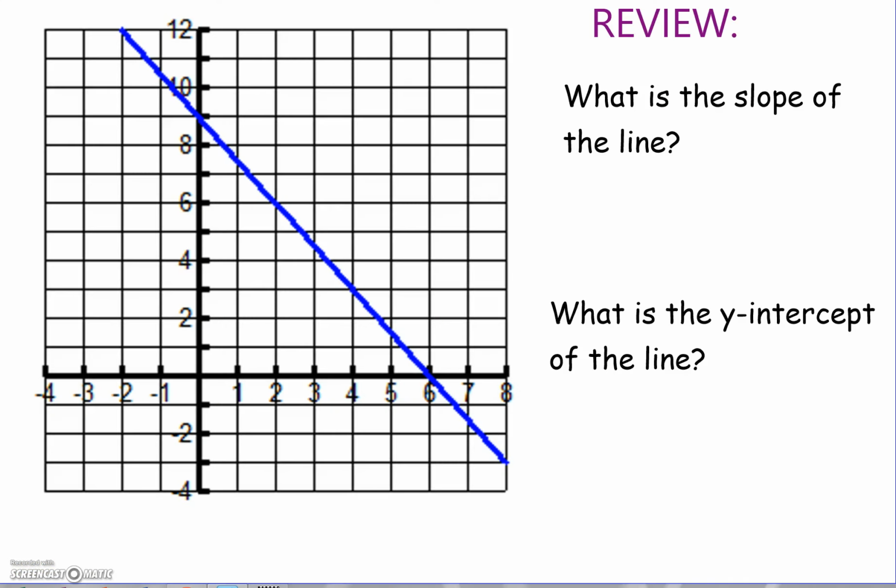Alright, so to review, look at the graph at the top of your notes. What is the slope of the line? Remember, we know slope by rise over run. And some of y'all in class today were doing diagonal. That is not correct. Rise is going up or down. Remember, up is positive, down is negative, and run is to the left and right. Right is positive, left is negative.